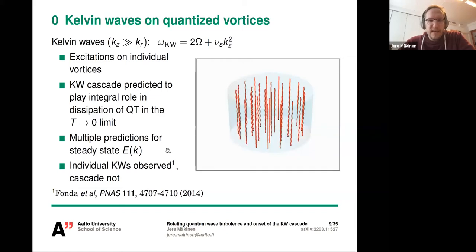Now, theoreticians have been arguing about how the energy scales with the wave vector in the Kelvin wave cascade. And individual Kelvin waves have been observed in a very nice way by reconnecting two vortices, where you see the creation of Kelvin waves in this reconnection process. But to date, there is no observation of the cascade.